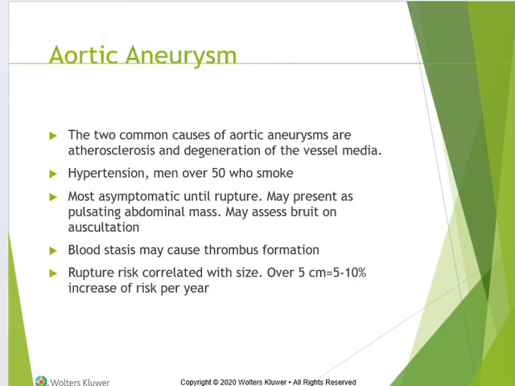So a little bit more about aortic aneurysms, those either in the thoracic or the abdominal area. The two most common causes of aortic aneurysms are atherosclerosis, which causes weakening of the vessel walls and causes them to dilate, or something that causes degeneration of the vessel media itself, that middle muscular layer of the artery. So things like hypertension can cause weakening of the walls. One of the biggest groups of folks who develop these are men over the age of 50 who smoke.